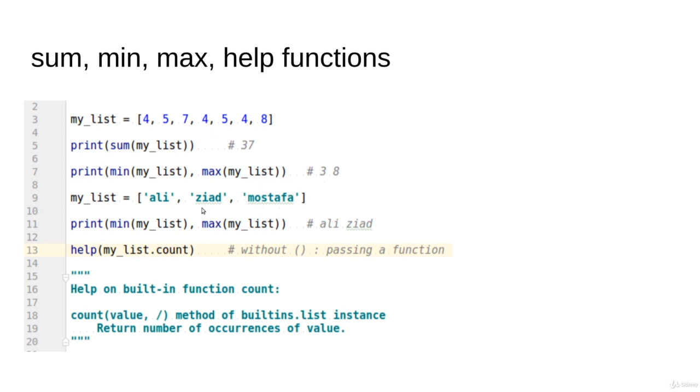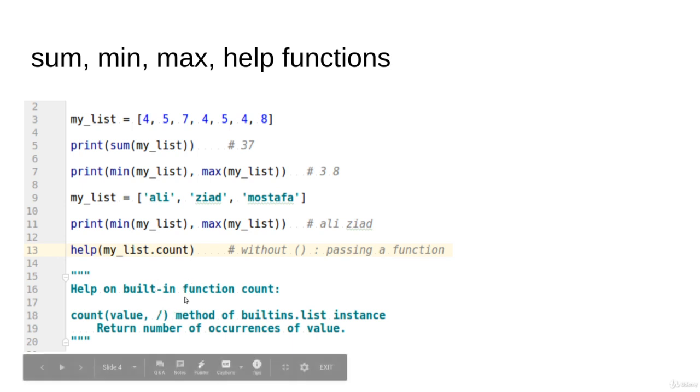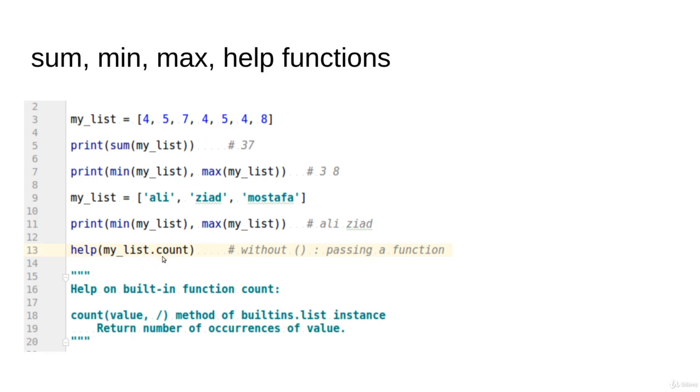There is also an interesting function called help. You see this syntax, we say help, give it my list.count without the parentheses. It's going to give you the documentation of this function. We are actually doing something very interesting here. We are passing a function, but this is another topic that we will come back to later. That's why it doesn't have parentheses here.